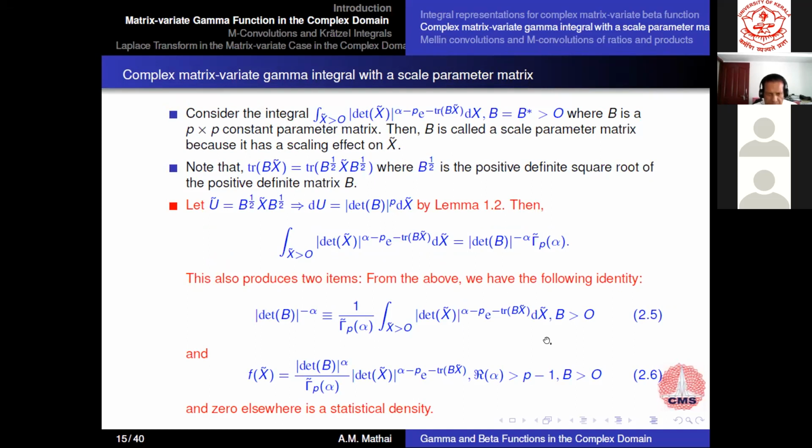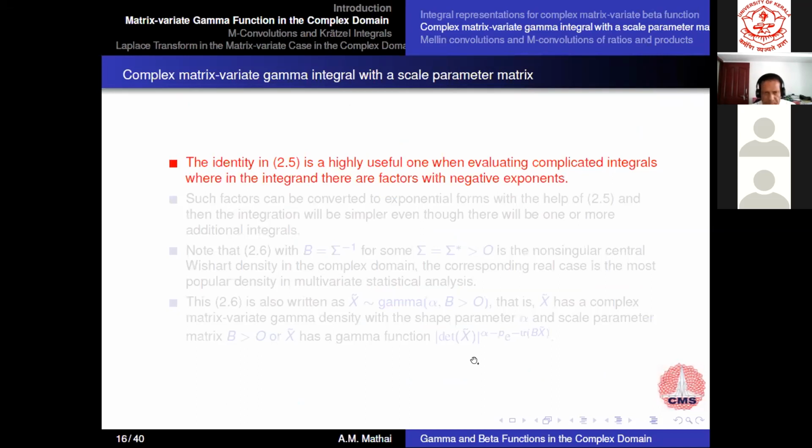This is a very important identity, which you can use in many cases when you want to integrate a complicated integral, where in the integrand you have a factor with a negative exponent sitting. That factor can be replaced, using this, in terms of an integral. Then you will see that the original integral becomes simple and you can integrate. It will also introduce one more integral which you can integrate also. And you can also create statistical densities out of this.